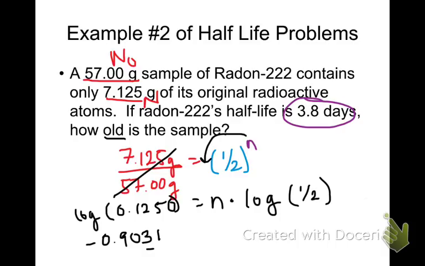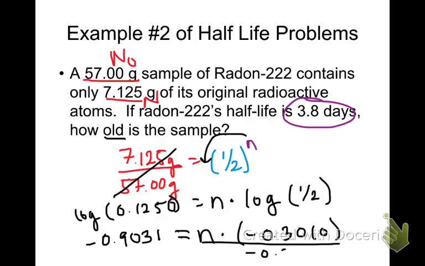Then I'm going to do the same thing over here, except I'm going to keep my N times log of 1/2. So I'm going to put in 0.5 in my calculator, and then hit that log, and you should get negative 0.3010. All right, and now I'm just solving for N. I'm going to divide each side by negative 0.3010, negative 0.3010.